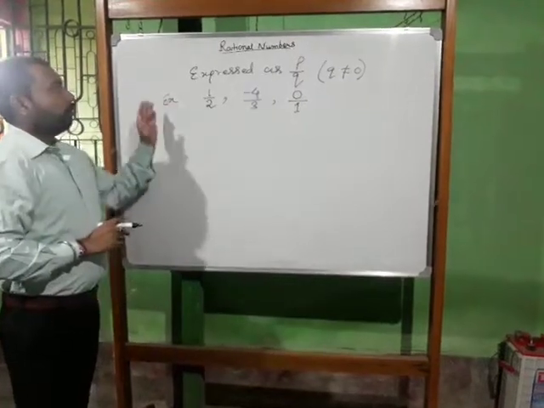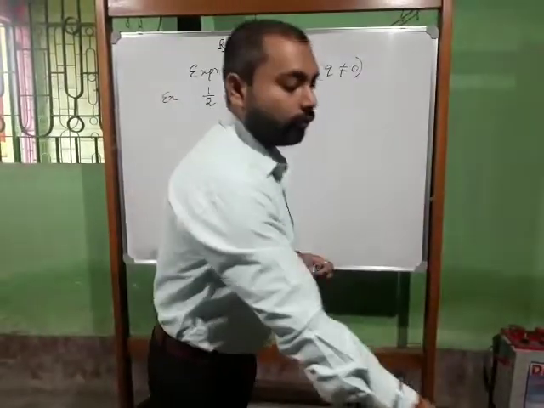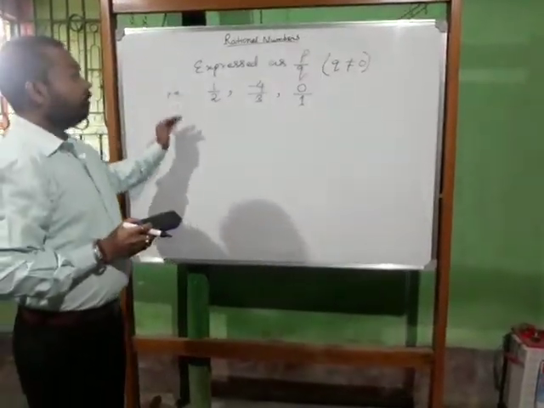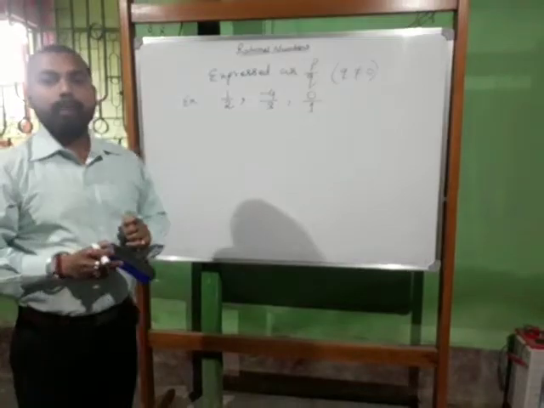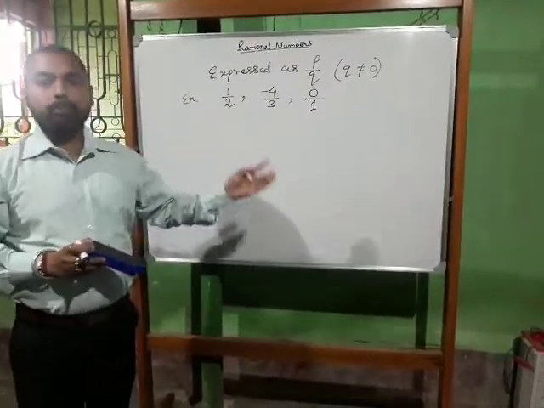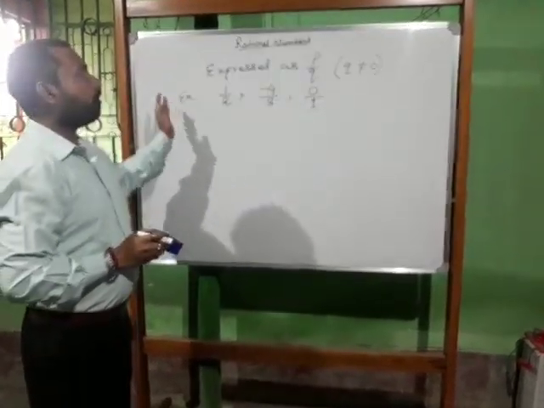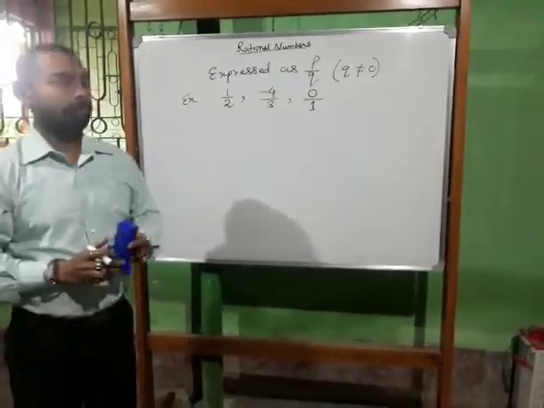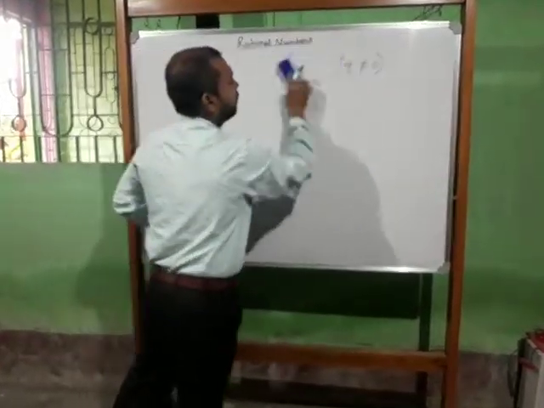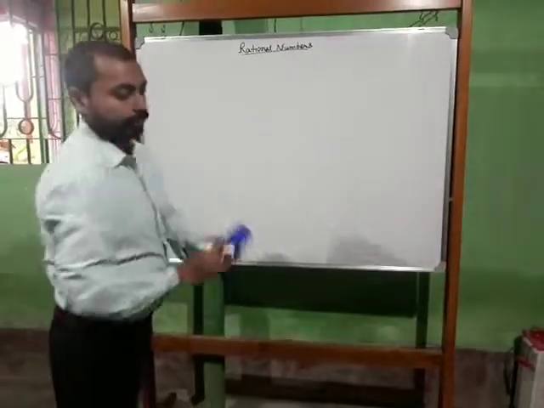Now we will recall the properties you came across last year: closure property, commutative property, associative property, and distributive property for integers. In the same way, these properties are also there in rational numbers. We will be discussing them one by one. So let us take the closure property first.